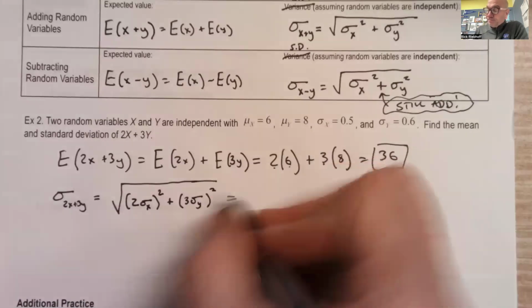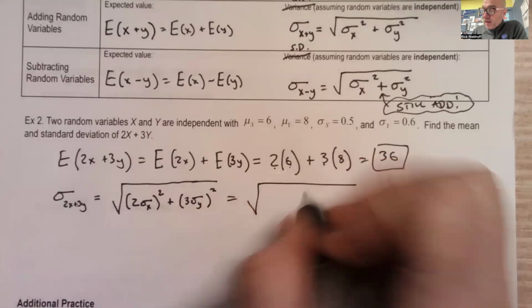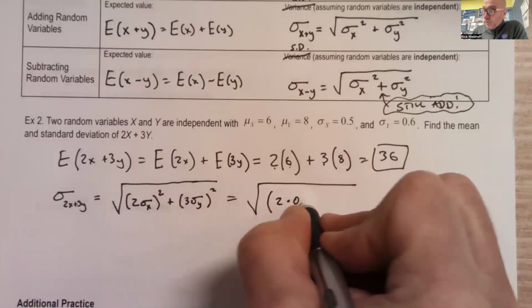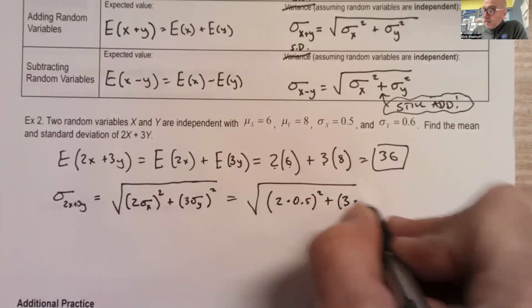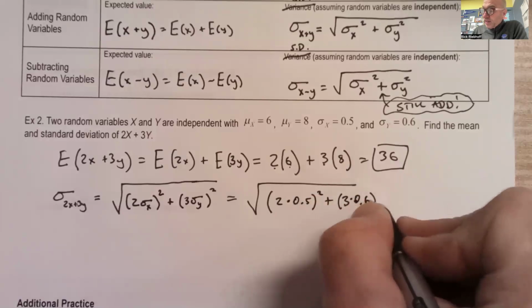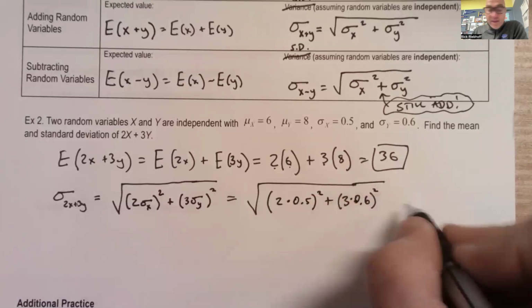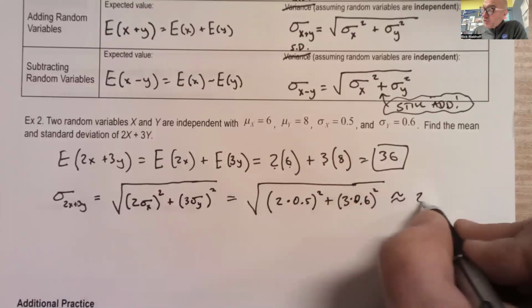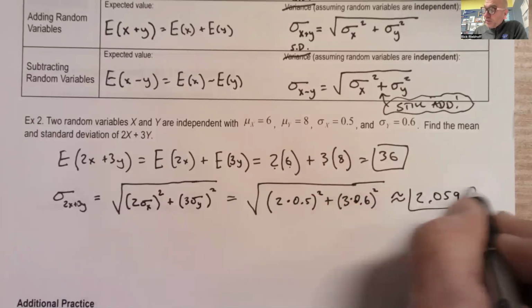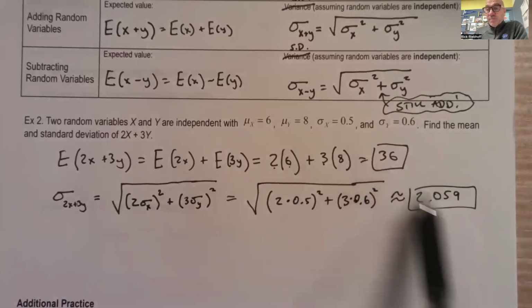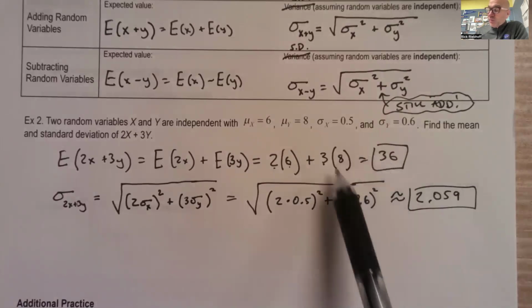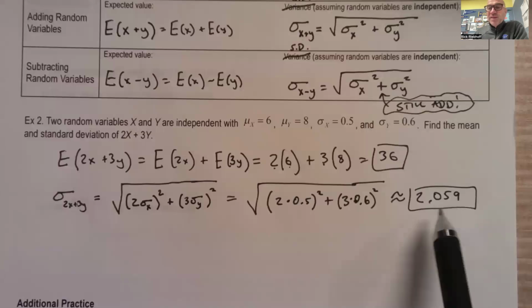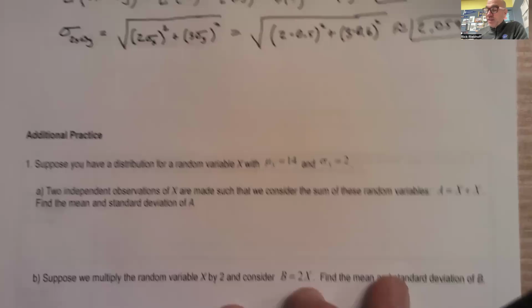So if we look at it, we've got 2 times 0.5, and we're going to square that, plus 3 times 0.6, squared. We plug that into our calculator and we get, I believe, 2.059. So Steph Curry averages 36 points a night and his standard deviation is about 2. So we wouldn't be too surprised if he got between 34 and 38. That's probably pretty low, though. The standard deviation is probably a little higher than that for Steph.